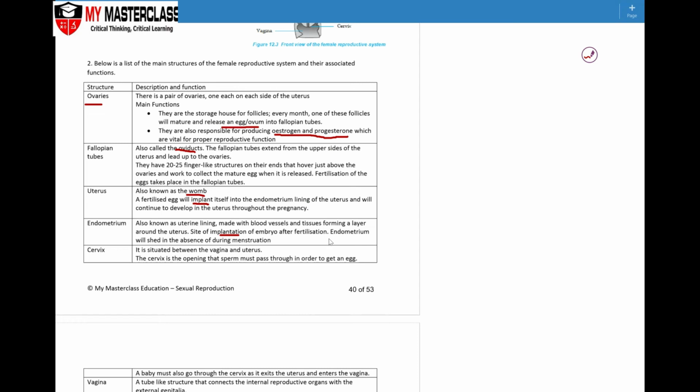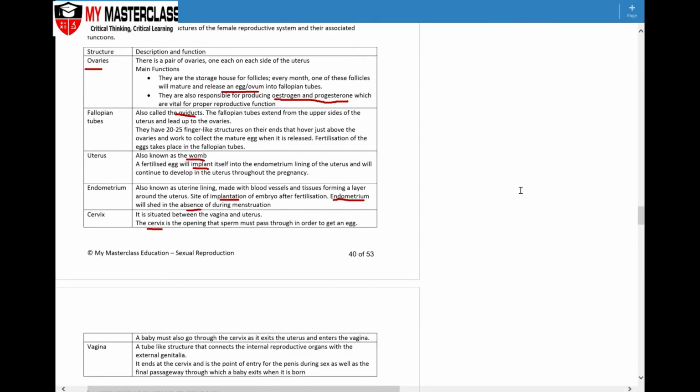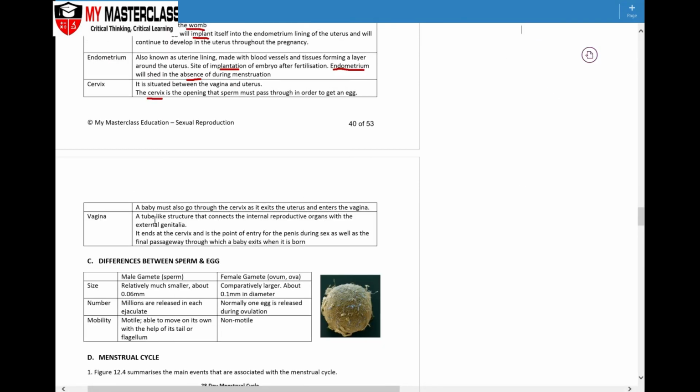What happens when there is no fertilization? This particular endometrium lining will then shed, resulting in menstruation. If there is fertilization, the cervix will open up, widen up to enable the fetus to be delivered through it and into the vaginal region.